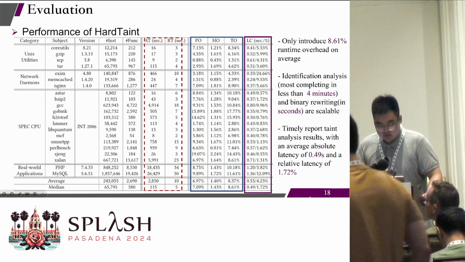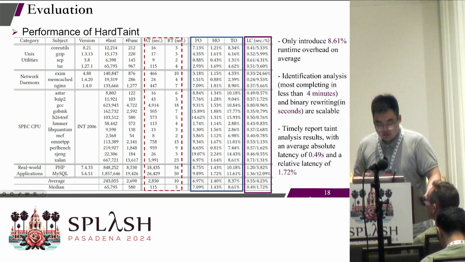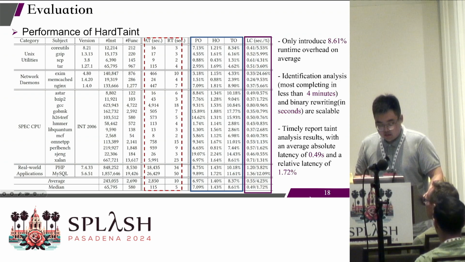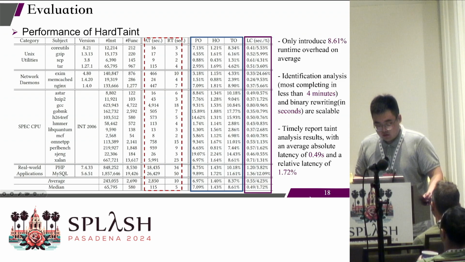First, let's look at the overall performance of HardTaint. In terms of runtime overhead, HardTaint only introduced 8.6% runtime overhead on average, and it can timely report taint analysis reports with an average absolute latency less than a half second.